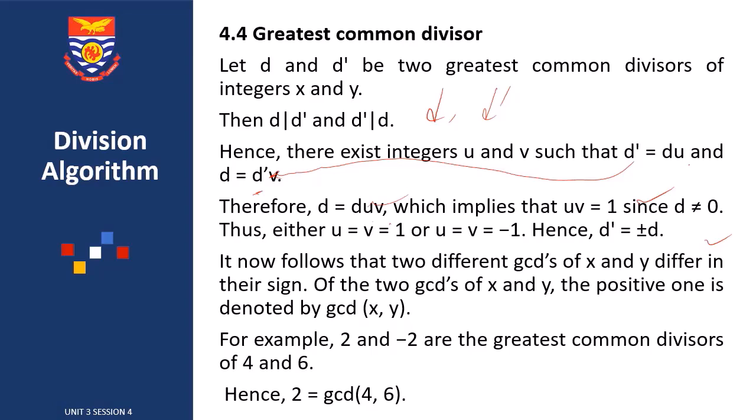Of the two GCDs of x and y, the positive one is denoted by gcd(x, y). That's the positive one in the course of this section, and in this course we'll be denoting the positive GCD as gcd(x, y). So when you have 2 and -2 being the greatest common divisors of 4 and 6, we are interested in the positive one, so we say gcd(4, 6) = 2. So that's what we are going to denote in this course.